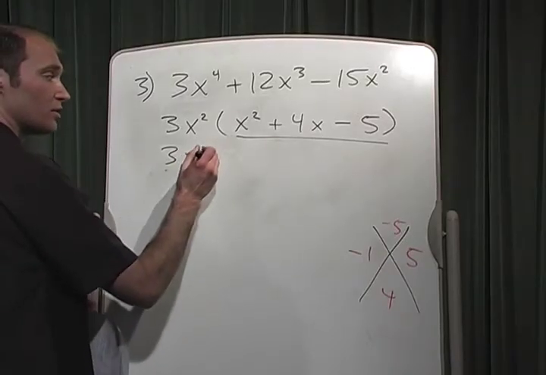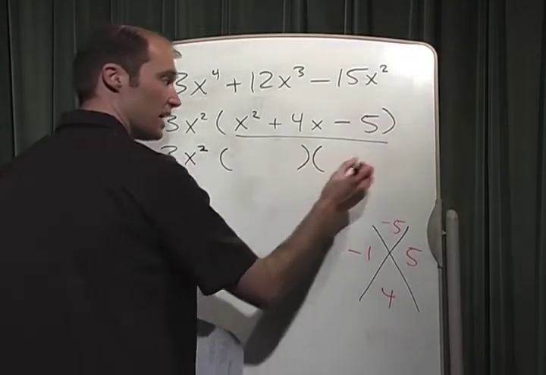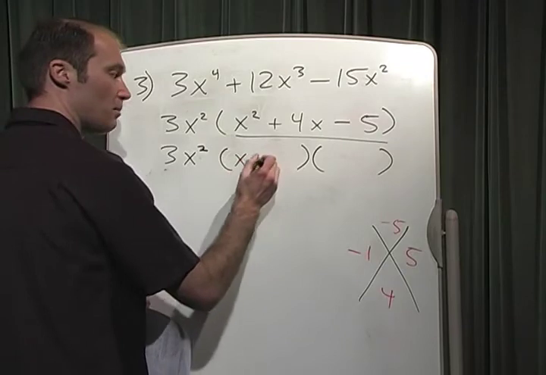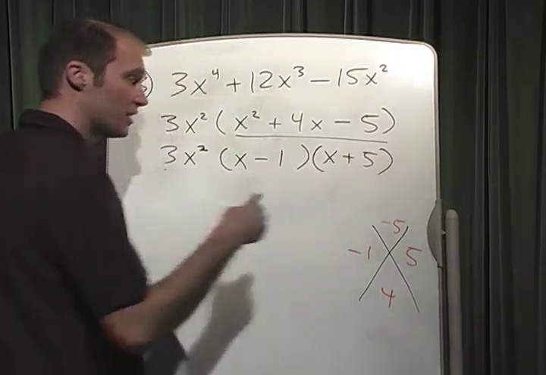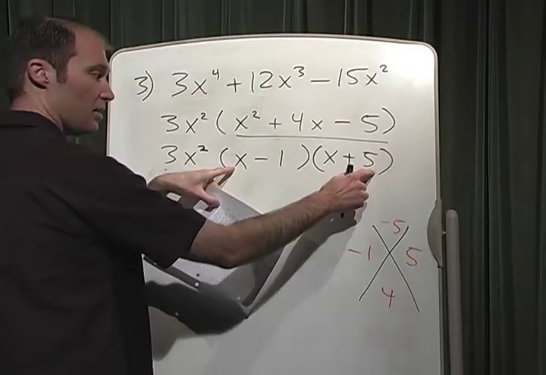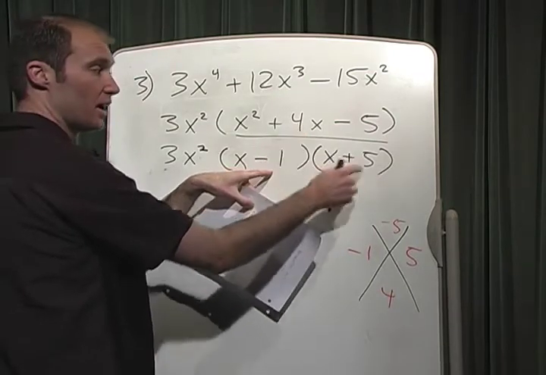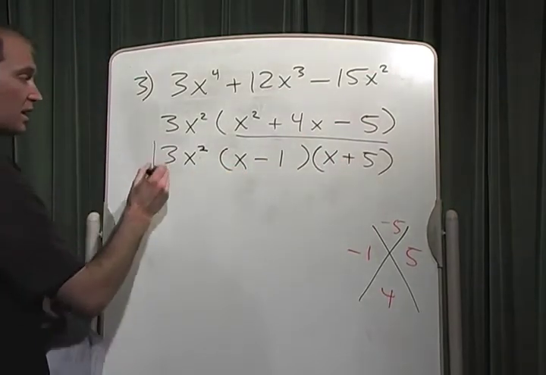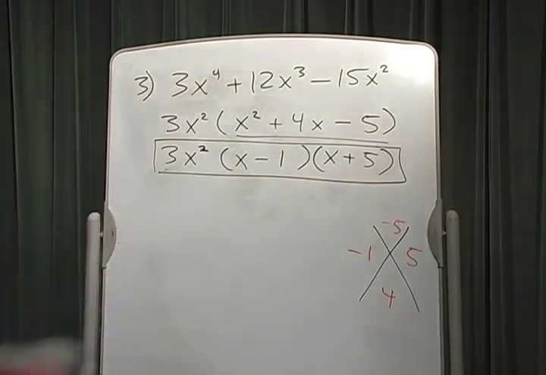3x squared. Don't forget to keep writing this 3x squared. And then this breaks down into x minus 1 times x plus 5. And then we could just FOIL to make sure. x squared plus 5x minus 1x, that gives me my plus 4x, and then minus 5. This looks great. Here I have fully factored this trinomial.